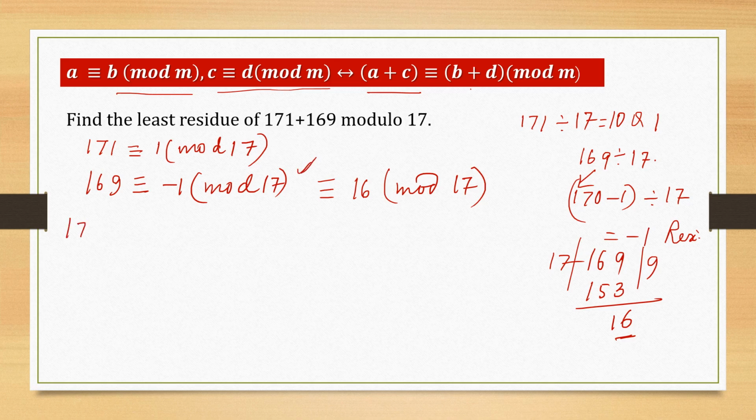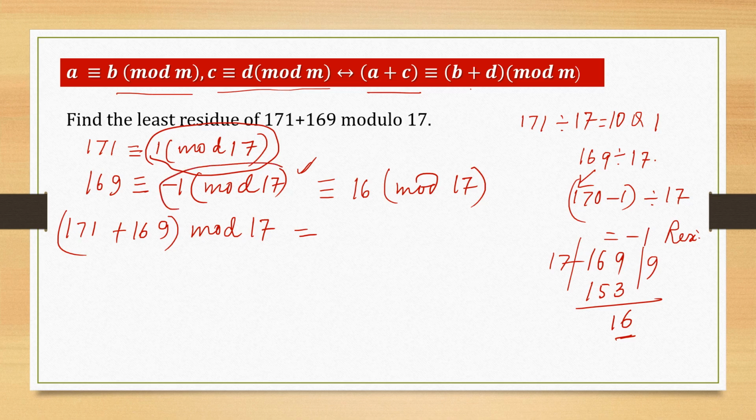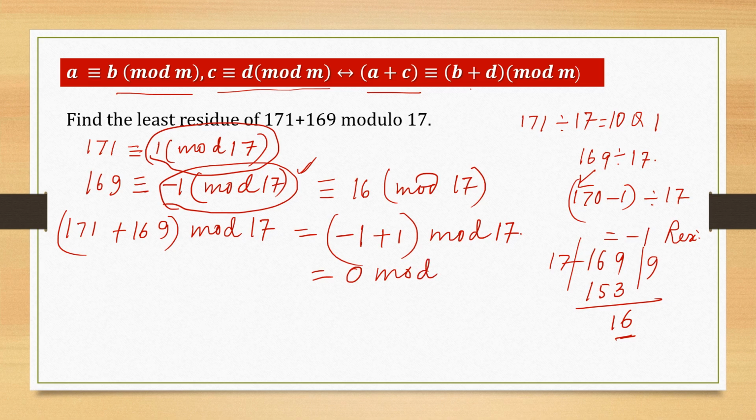Now 171 plus 169 modulo 17 is the same as 1 modulo 17 minus 1 modulo 17. So minus 1 plus 1 modulo 17, or this will be 0 modulo 17. So the remainder is 0. The residue is 0. Least residue is 0.